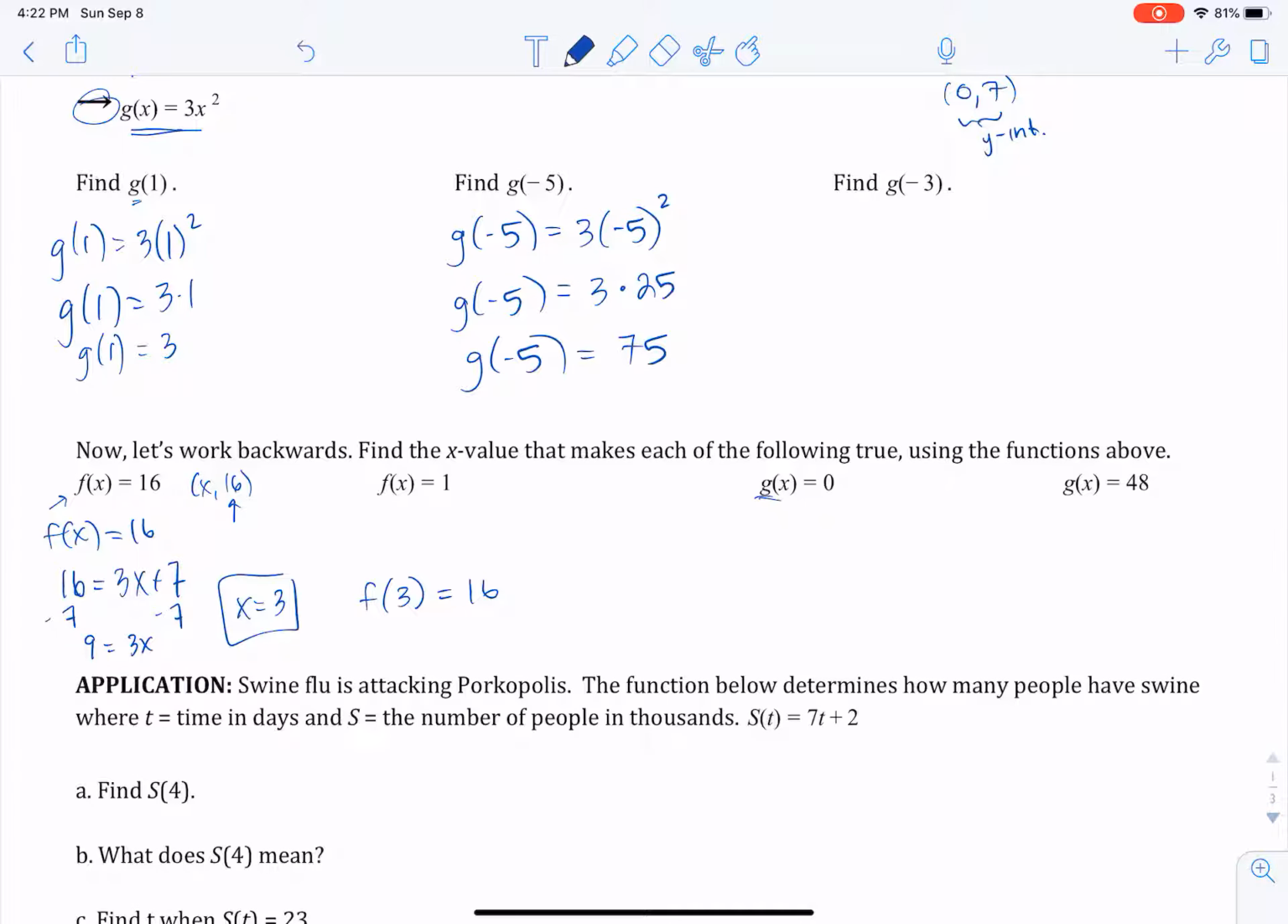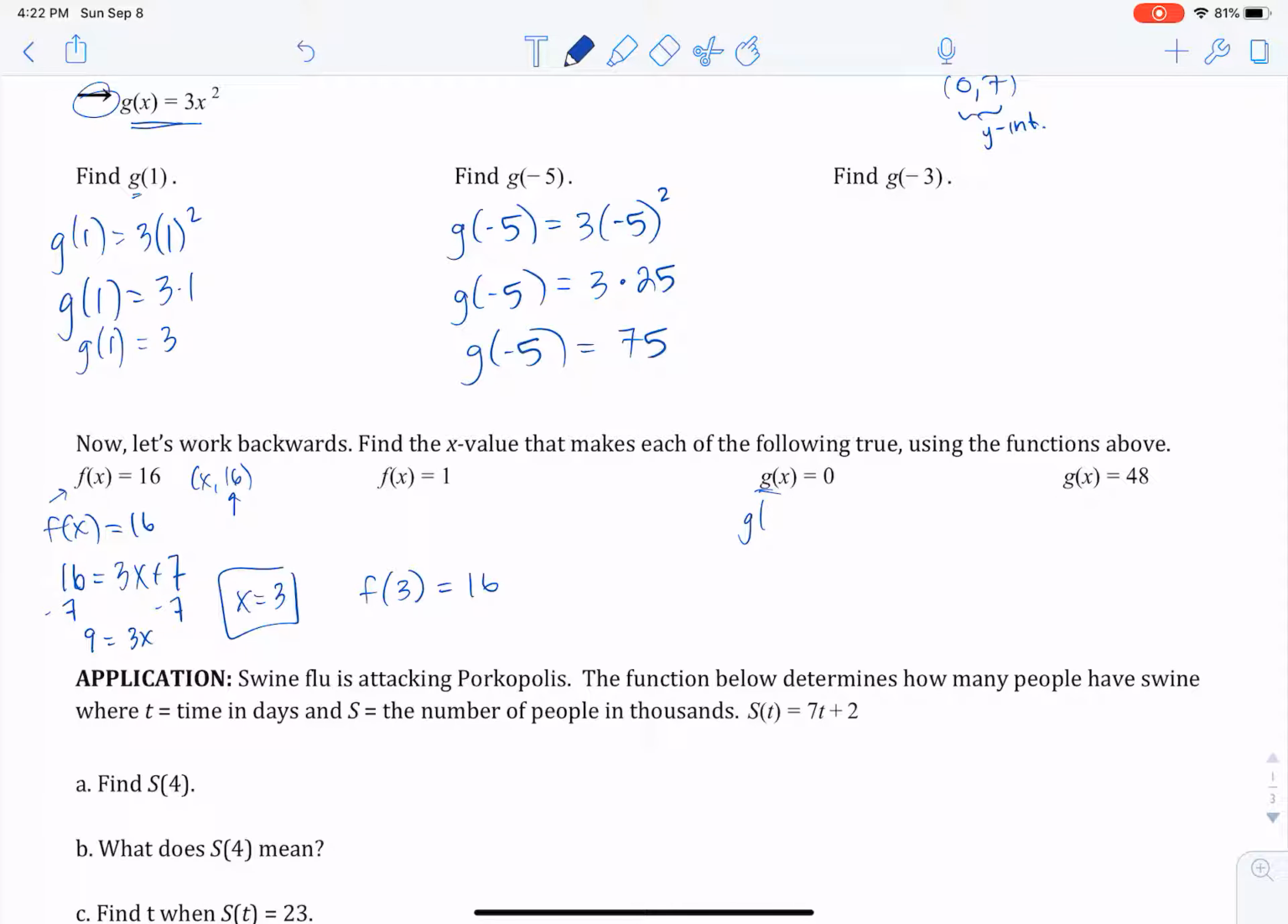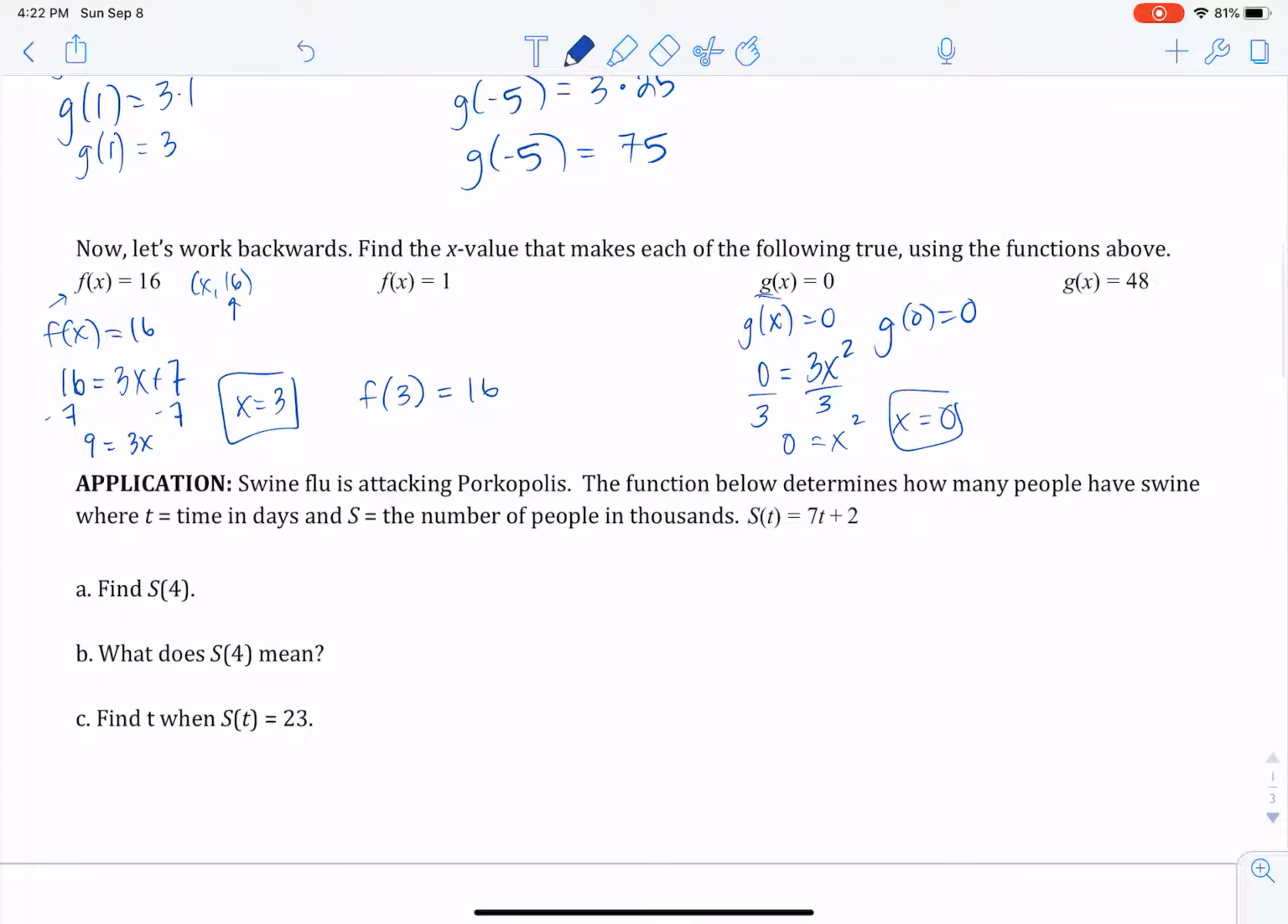Moving on to an example with g. G of x is equal to 0. So 0 is equal to 3x squared. I can divide both sides by 3 and get that 0 is equal to x squared. So x is equal to 0. So here g of 0 is equal to 0.